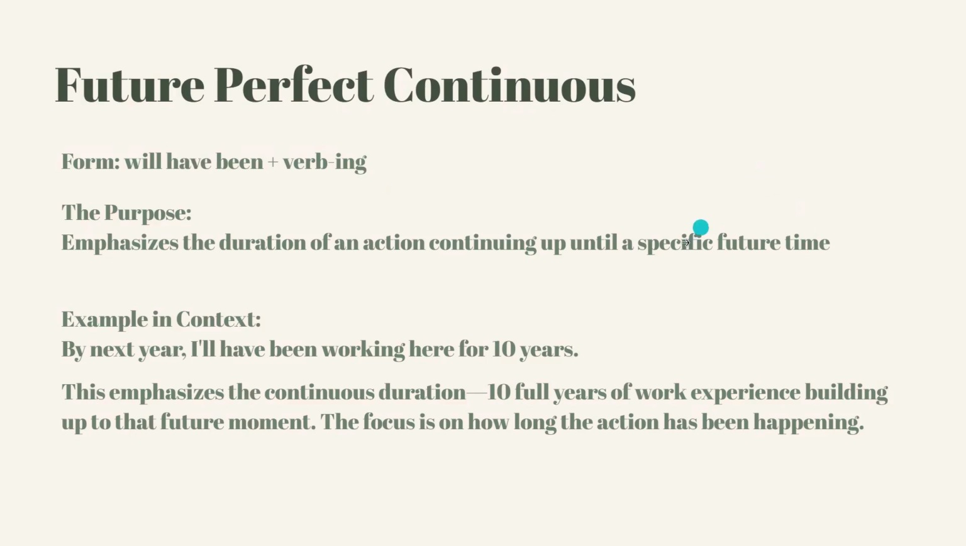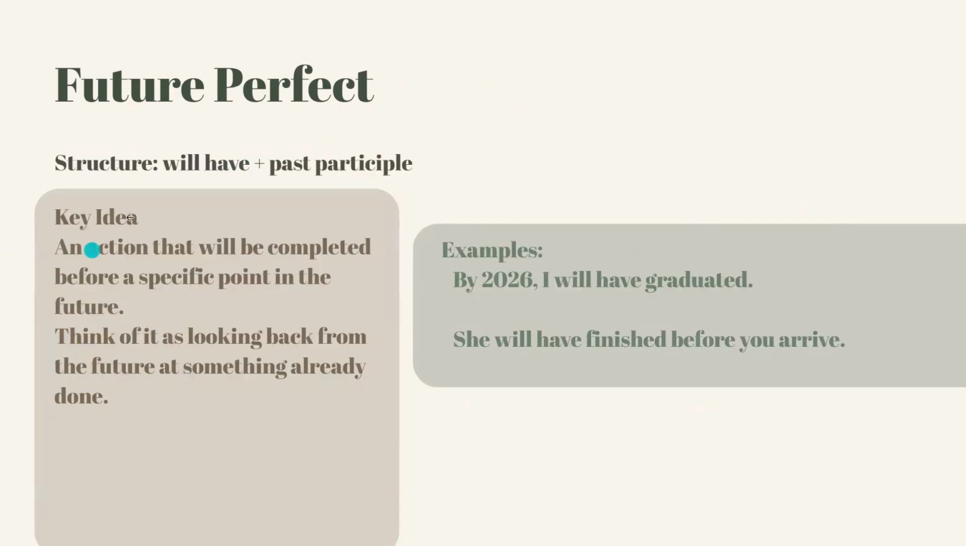Let me just give you a few more examples for future perfect while we can. I will have eaten dinner by the time you arrive. Again, it's a future perfect sentence. You can clearly see that there's a deadline. Our deadline is by the time that you arrive. And the action that I'm finishing is eating.